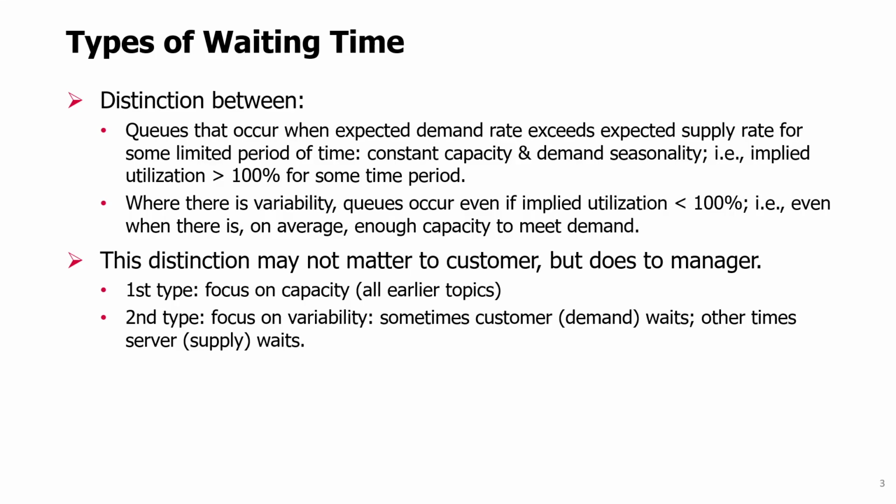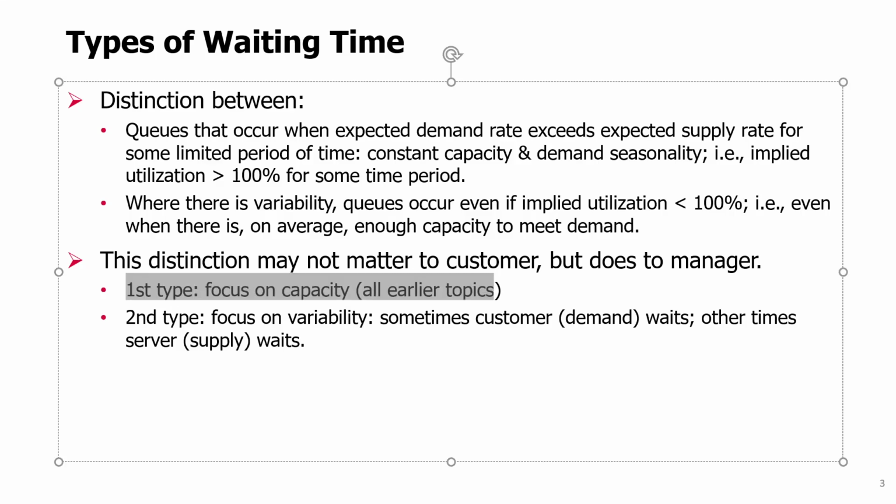In this case, it is a case of seasonality, and we might be able to predict this ahead of time, prepare for this, either adjust capacity or just assume we know that the waiting will happen and how we will cope with it. This is the first type of waiting time or queues that we already dealt with in all the topics on managing capacity.